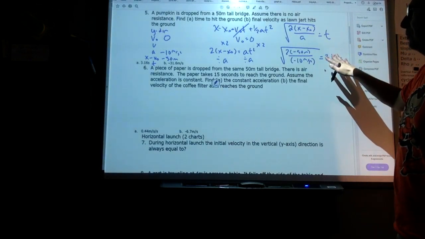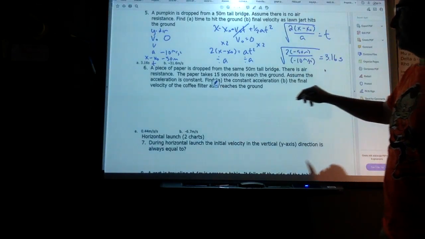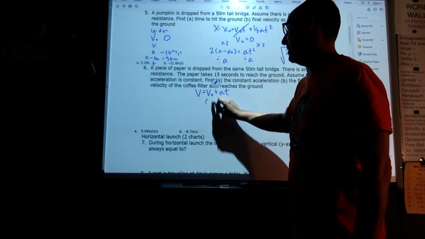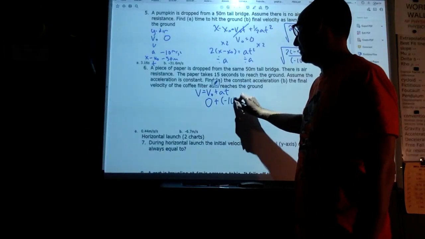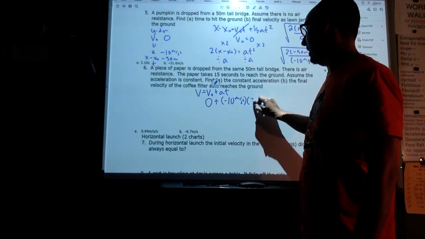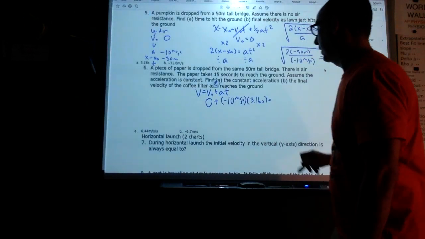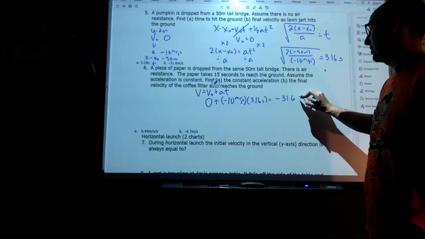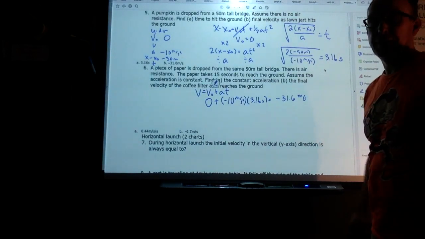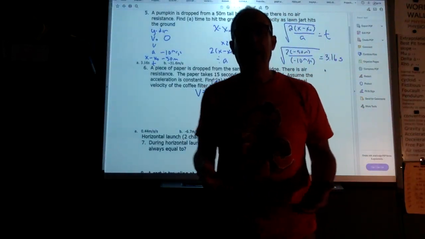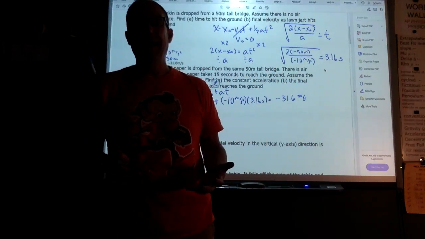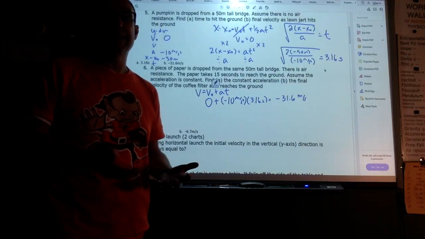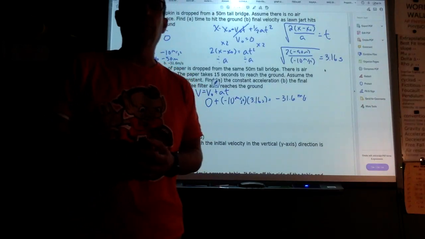And then our final velocity, we would just do v equals v naught plus at. So this is going to be 0 plus negative 10 times 3.16, which is negative 31.6 meters per second. And that makes sense, right? So if it's changing by 10 meters per second every second, after 3.16 seconds, it has changed to negative 31.6.